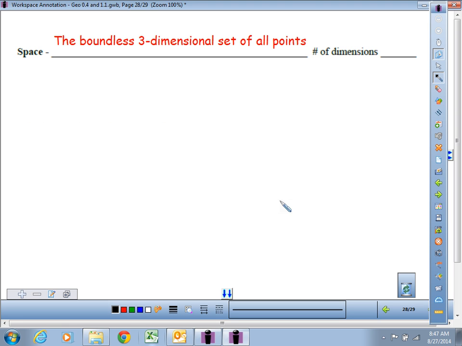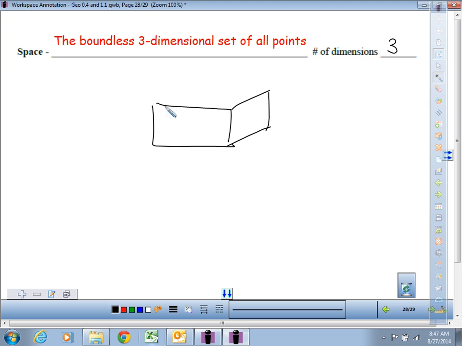All right. The last definition here is space. Space is the boundless, three-dimensional set of all points. And the number of dimensions is three. What would represent this? This would be like your cereal box, where you have a three-dimensional prism. That's a nice rectangular prism. We think of that as being three-dimensional. It has space. It has volume. So our dimensions here would be length, width, and then the third one we normally associate with that would be height. All right. So we have the three dimensions there.